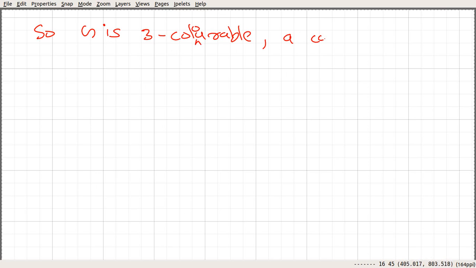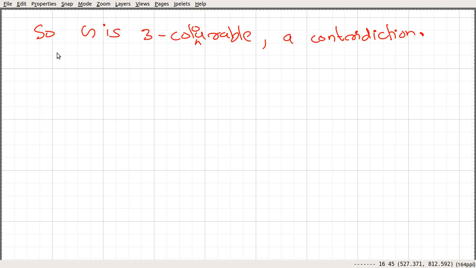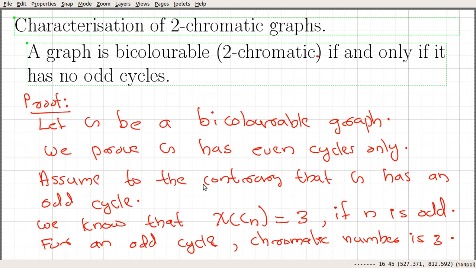And that is a contradiction. Here we assumed that G is bicolorable, and if G has an odd cycle, the chromatic number is at least 3. That says this graph is not a bicolorable one, but we started by the hypothesis that G is a bicolorable graph. So we get a contradiction, and that says our assumption is wrong.